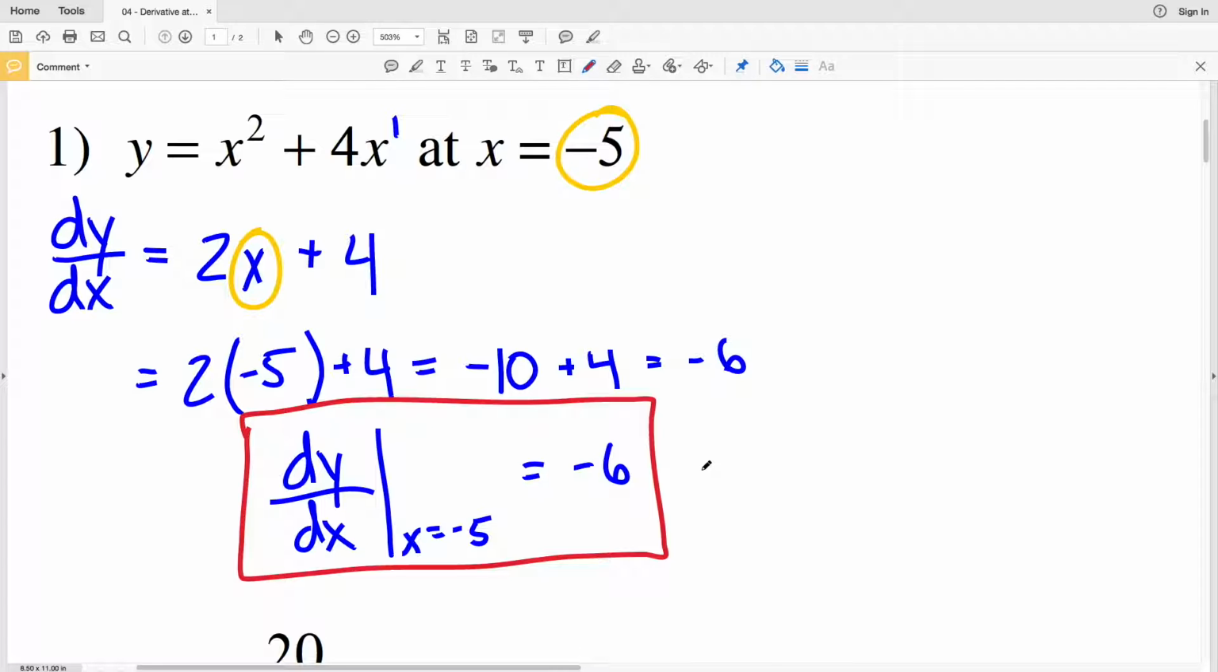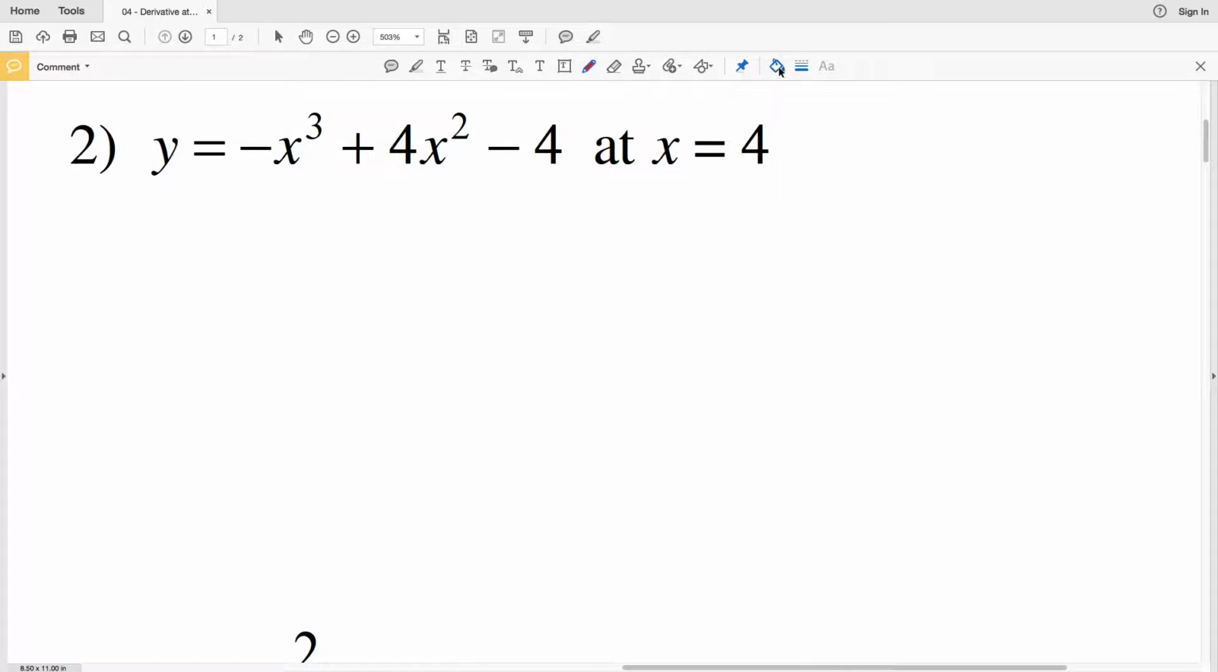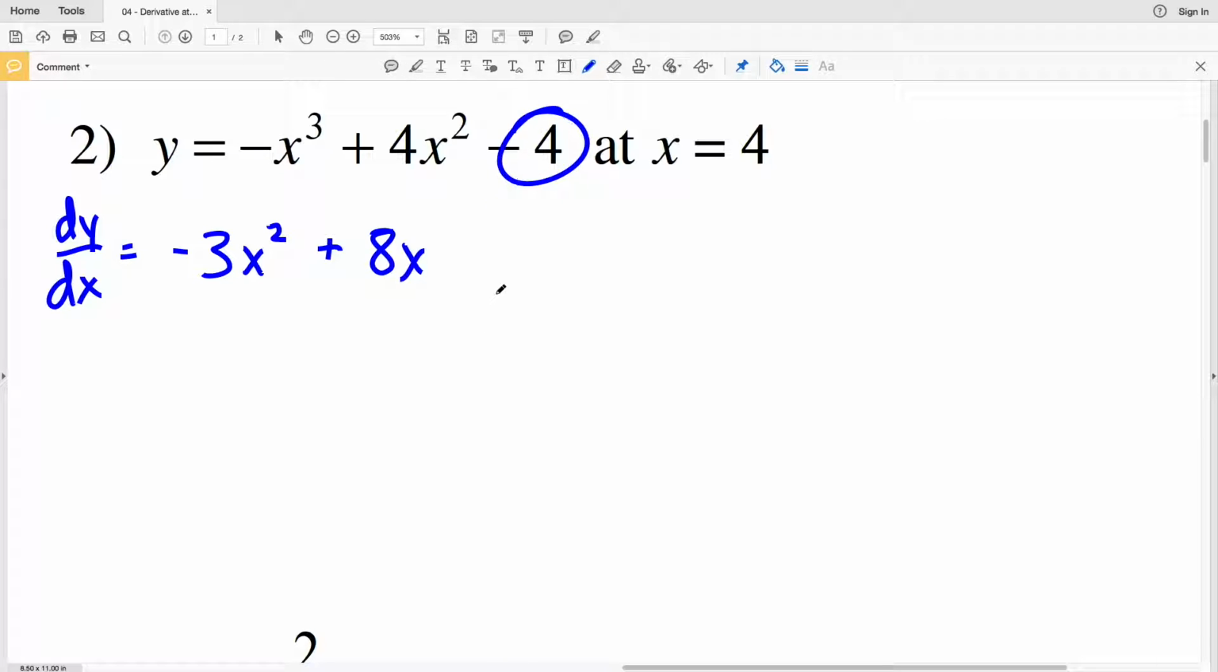Let's continue on to number 2. We're going to find the derivative of y with respect to x. That's going to be the derivative of negative x cubed, so that's negative 3x to the 3 minus 1, or negative 3x squared, and then we'll add that to the derivative of 4x squared, which is 2 times 4 times x to the 2 minus 1. 2 times 4 is 8, and x to the 2 minus 1 is x to the 1, or simply x. The derivative of a constant is 0, so subtracting 0, we're not changing that value.